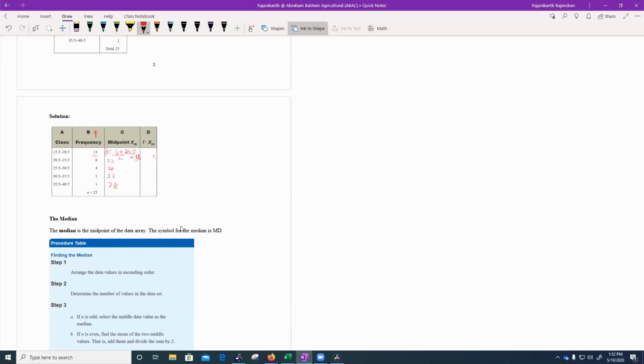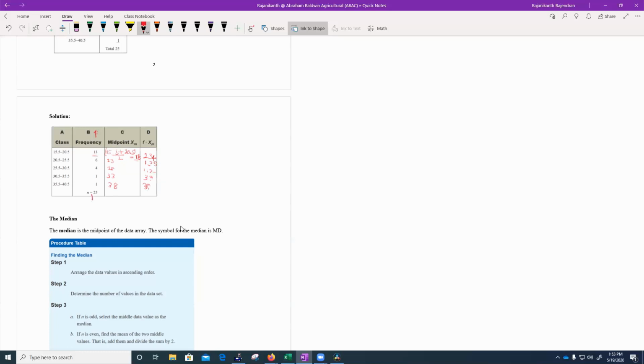13 times 18 should be 234. Now, what is the next one? 23 times 6. Take your calculator and multiply. So it should be 138, right? Then 4 times 28 is 112, 1 times 33 is 33, and 1 times 38 is 38. Simply, I am multiplying all the values.